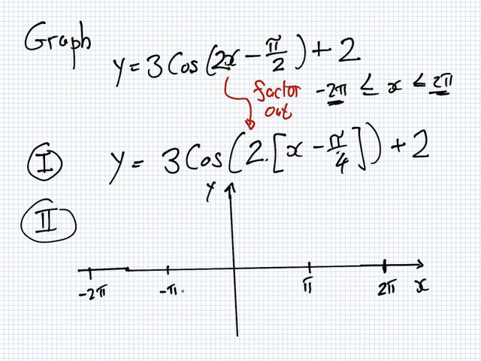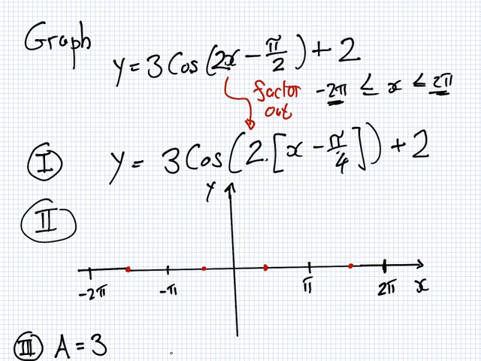So this would be like 360, and this is like 180. This is like 90 and 270. Okay, so now, part 3 is to get the A. Here the A is 3. So that means we know how tall it is and how short it is.